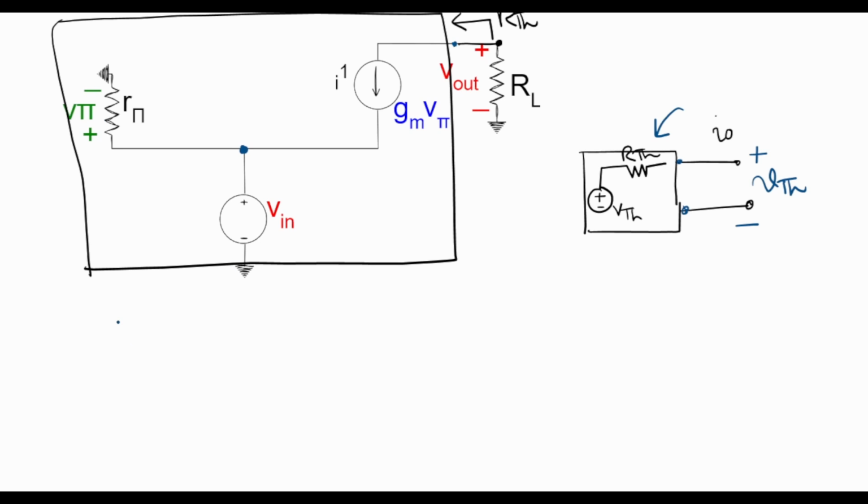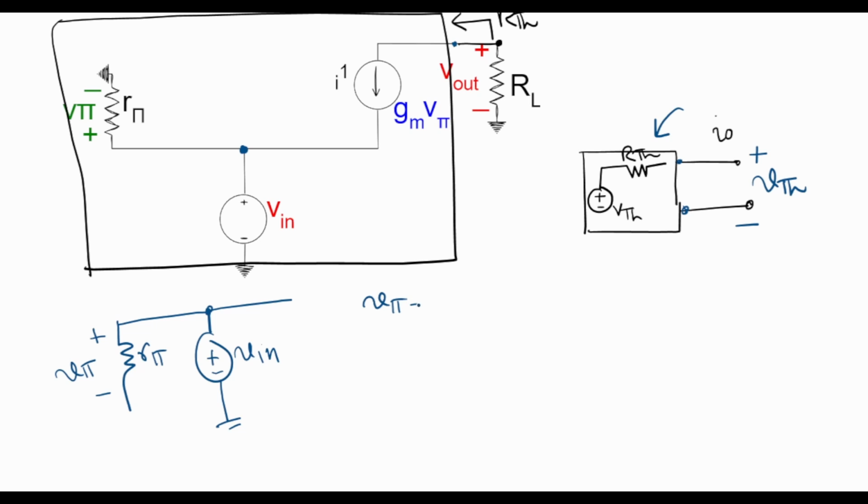So if I redraw this circuit, I have R pi, which is connected to V in, and the polarity of V pi is positive where it is connected to V in. It's with this polarity V pi, and then we have the rest of the circuit. So from here we simply see that V pi is equal to V in.